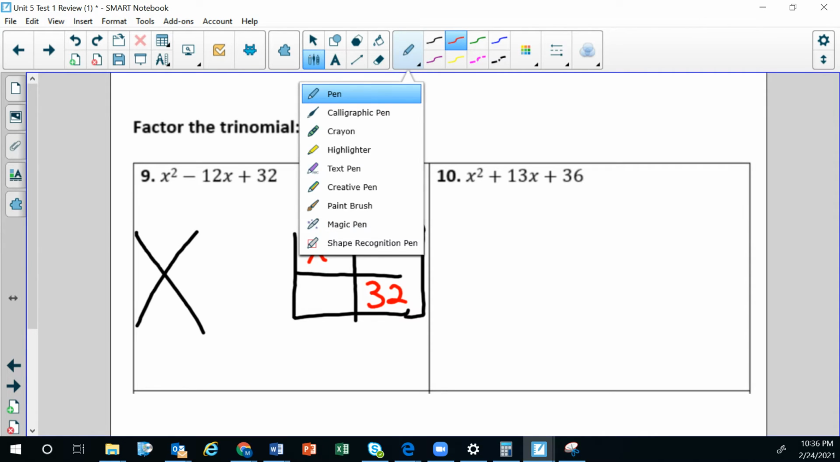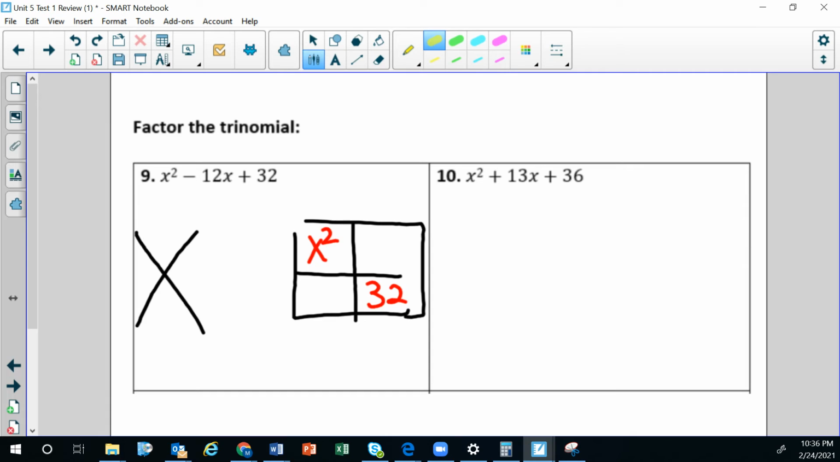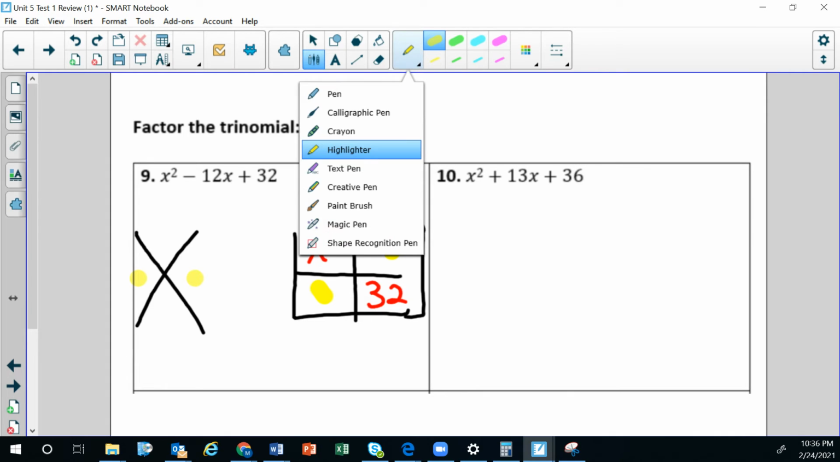I got to find these two spots right here. All right. I got to find here and here, and to find those two boxes, I got to find the numbers here and here to fill it in. Okay. So let's see how we're going to do that.